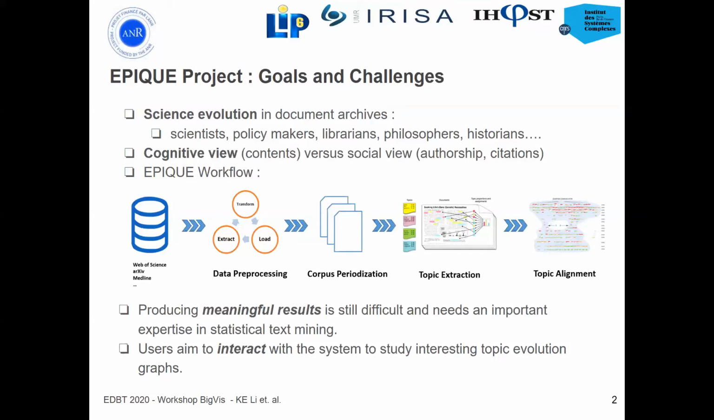Usually, we have to face some challenges in science evolution studies. For example, producing meaningful results is still difficult and needs an important expertise in statistical text mining, and users also want to interact with the system to study interesting topic evolution graphs.